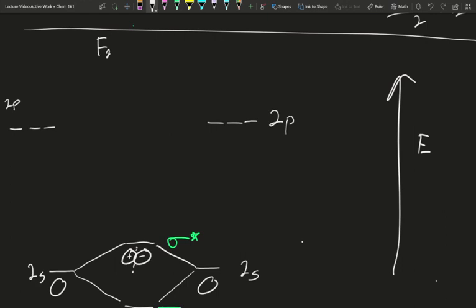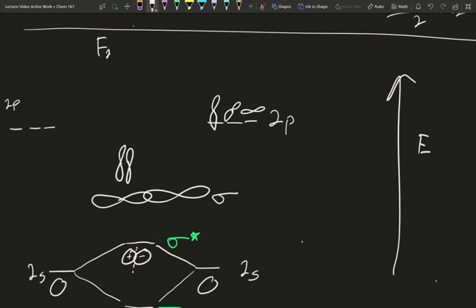Let's talk about the p's. Because what kind of p's do I have? I have an up and down, I have an in and out, and I have a left and a right. When I bring these together, well, there's two types of interaction. I can have end-on-end interaction, which would be sigma, or I could have side-to-side interaction, which would be pi.